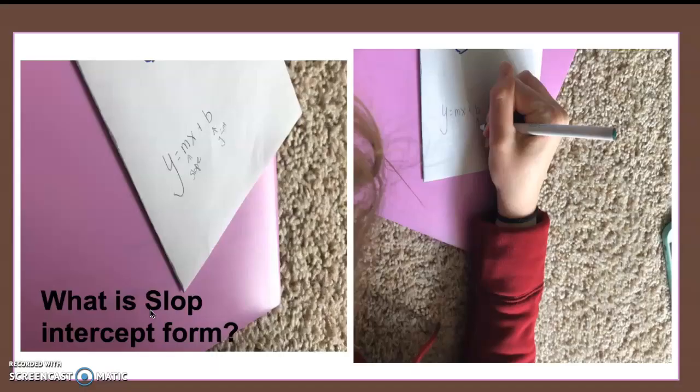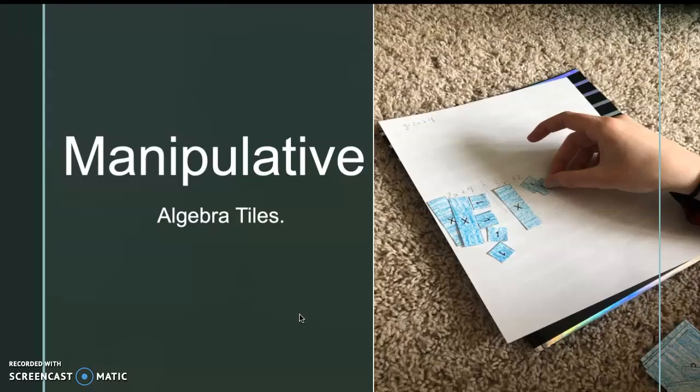Before starting the algebra tiles, I wanted her to identify what the slope-intercept form was. So while doing this, she wrote out y equals mx plus b, and then I wanted her to identify where the y-intercept was and where the slope was. So that is just what she did. Next, I told her to write an equation in slope-intercept form with the slope being 2 and the y-intercept being 4. So that is just what she did up above.